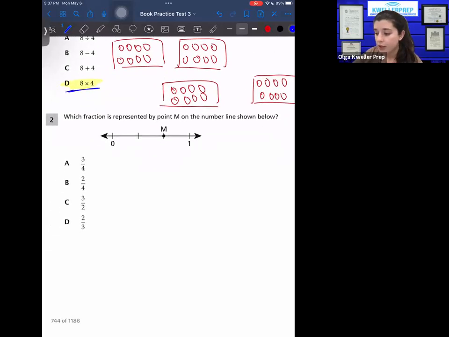Now, if we take a look at number 2, they're asking us which fraction is represented by point M on the number line below. So what can you guys tell me about this number line? How many points do I have? How many pieces is that line connecting between 0 and 3? I mean 0 and 1, sorry.